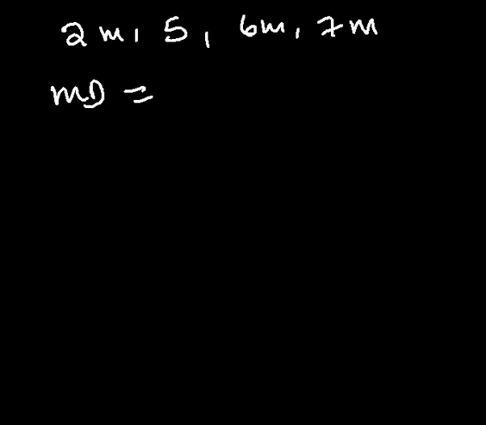Given that we have the set of data which is 2m, 5, 6m, and 7m. Let's say we have this kind of a case. Now, assuming that this data has the mean deviation of 5, what do you think is the value of m, if that is the case?